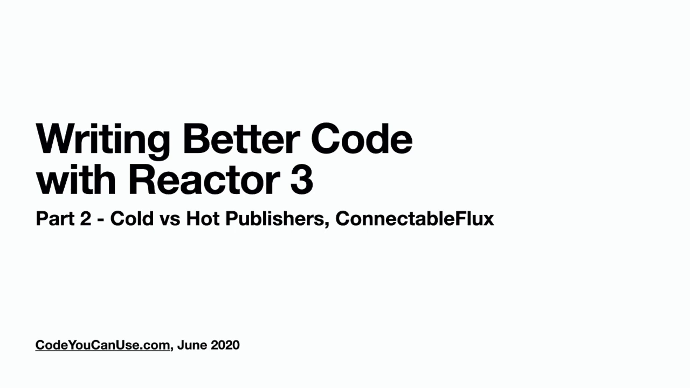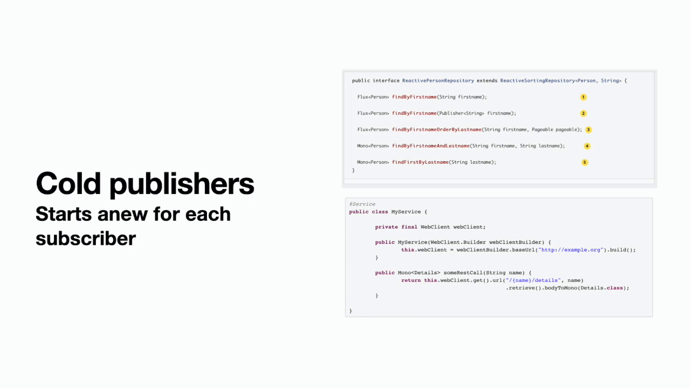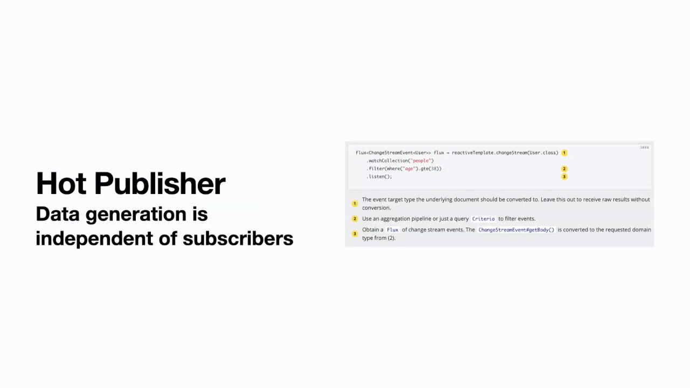Broadly speaking, there are two types of publishers. Cold publishers, which start anew for each subscriber. Examples of cold publishers include requests to external web APIs and to databases. And hot publishers. The data is generated independently and shared between subscribers.